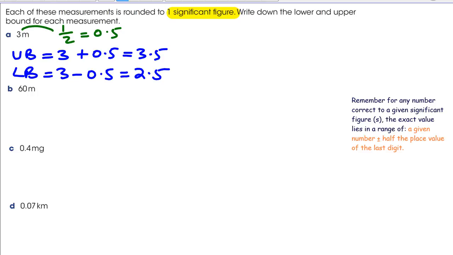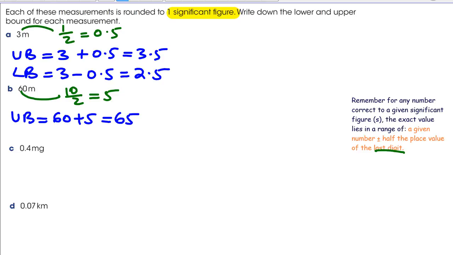Okay. Next, look at the last digit, which happens to be 6. The place value of 6 here is 10. Divide by 2, you get 5. So the upper bound will be 60 plus 5, which is 65. And lower bound will be 60 minus 5, which is 55.